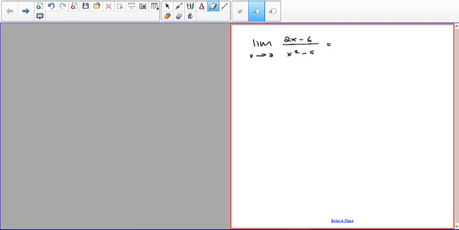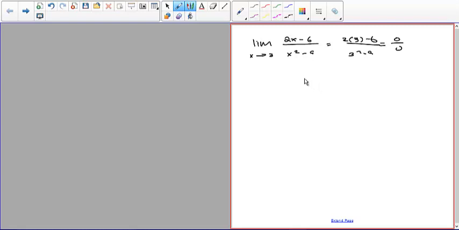Well, I guess the first thing you do is you check to make sure it's indeterminate, which it is. So 2 times 3 minus 6 over 3 squared minus 9. Okay, so it is indeterminate. So you take the derivatives, and you get 2 over 2x. So it's just 2 over 2 times 3, which is 2 over 6, just 1/3.